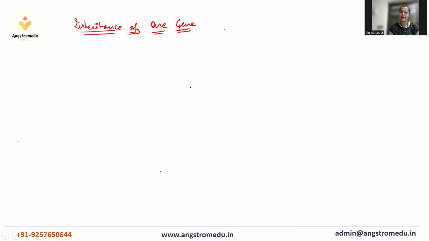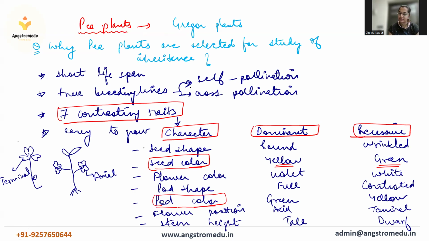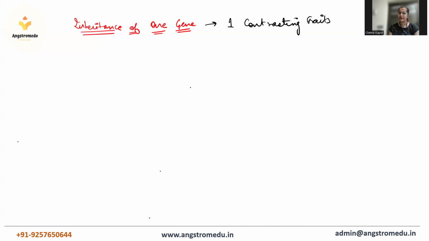First of all, what is inheritance of one gene? Inheritance of one gene means one contrasting trait is considered. That means either the seed shape is considered, flower color, pod shape, pod color, flower position, or stem height. So any of these can be selected. That type of cross is called the inheritance of one gene.